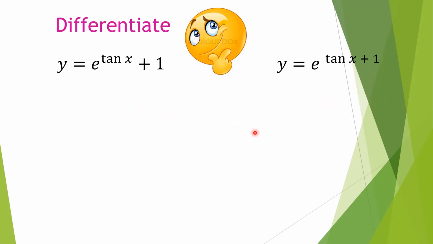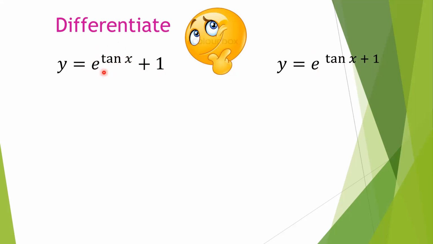Okay? What about this one? You have e to the tan x plus 1. Here, e raised to the exponent tangent x plus 1. Okay? So, ito yung plus 1 nakababa. Ito kasama siya sa exponent. So, term by term ito, no?